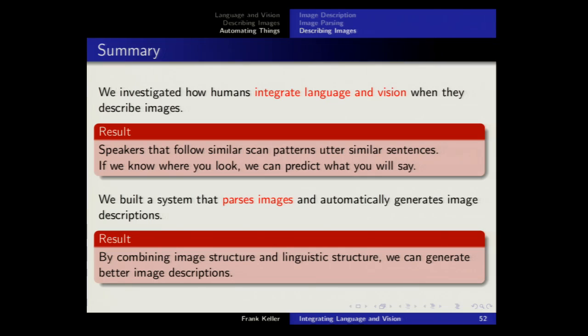And with some degree of accuracy, we were able to predict what you're going to say based on what you look at. Then in the computational part of the talk, we used these insights from our human studies to build a system that takes images, automatically turns them into structural descriptions, and then uses that to generate a sentence that tells us what's in the image. And we were able to show that if we combine image structure and linguistic structure, then we can generate better image descriptions than if we only use image structure or if we don't use any structure at all. We only rely on information about the objects in the image.